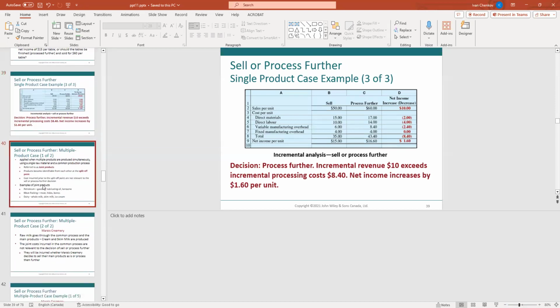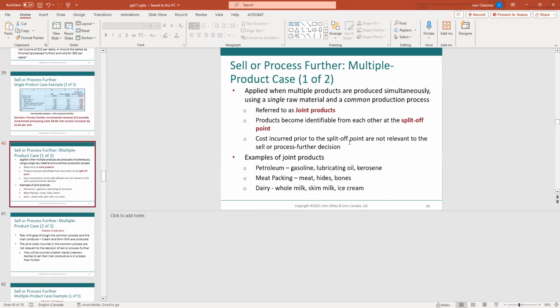For multiple products, if we have to decide, we have what are called joint products. Once we can identify the product as a single product, that is the split-off point. That means the cost prior to the split-off point is irrelevant. So for our decision, we're only going to look at the cost after the split-off point and the incremental revenue that we're going to generate after the split-off point.